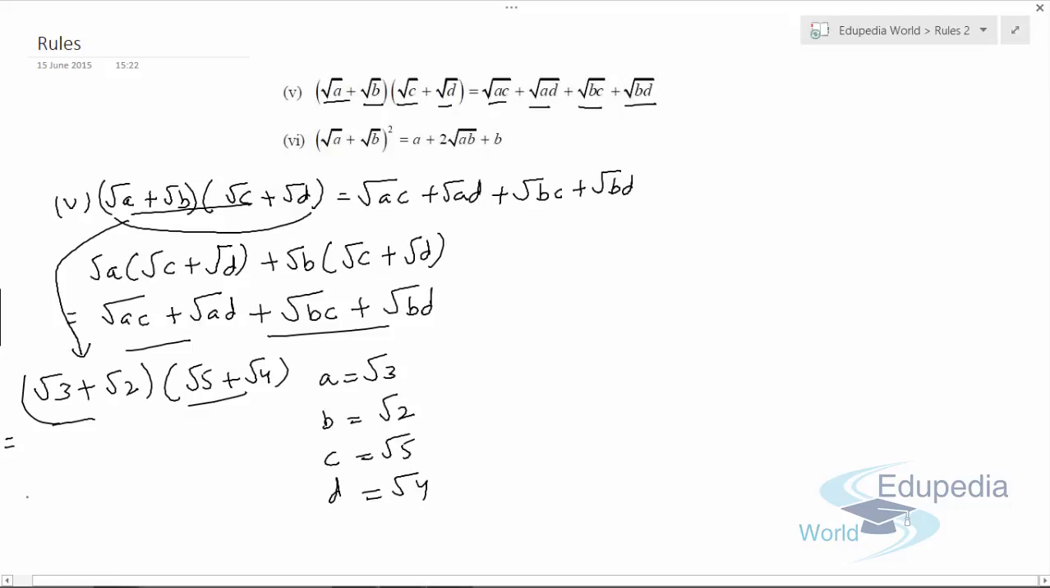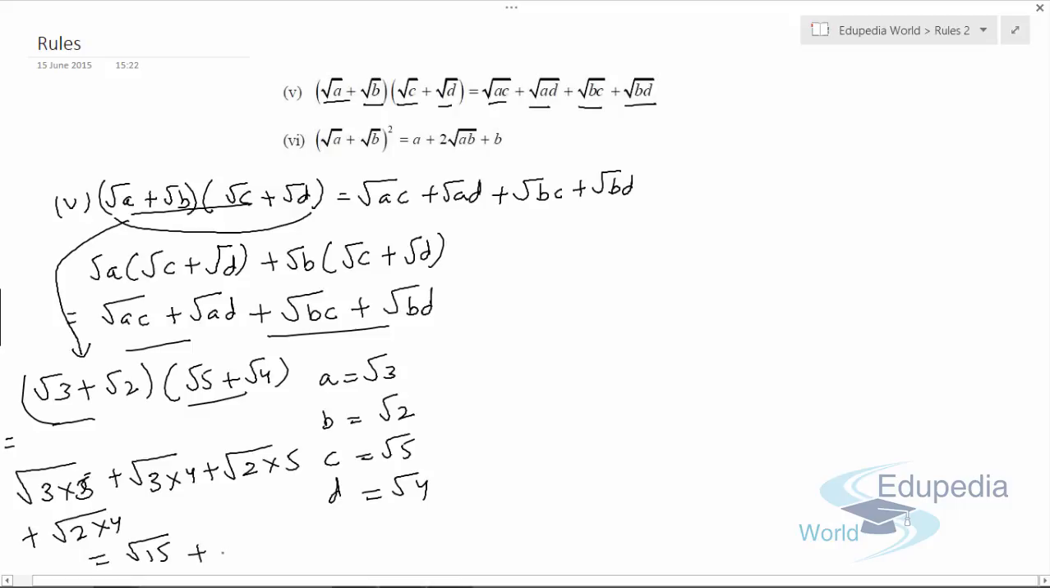So the answer will come out to be √(3 into 5) plus √(3 into 4) plus then b into c, so it will be √(2 into 5) plus b into d, √(2 into 4). So the final answer will be √15 + √12 + √10 + √8. So this is how we can apply the rules.